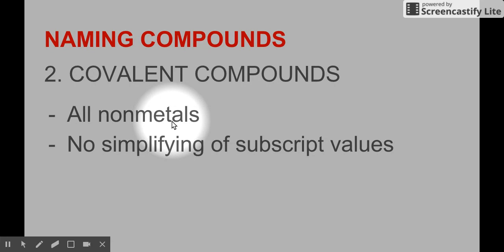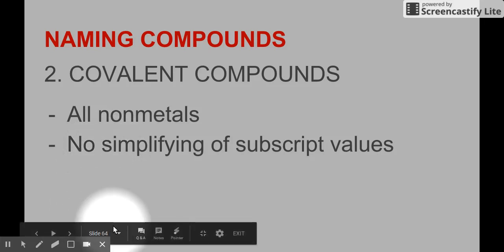Therefore, when they share electrons, we should not simplify the subscript values of these compounds. No simplifying, simply because each surrounding atom to the central atom will contribute to the stability of your compound. And covalent compounds actually are the easiest to name and to write chemical formulas for. Why? Because you will just be using the subscript values.